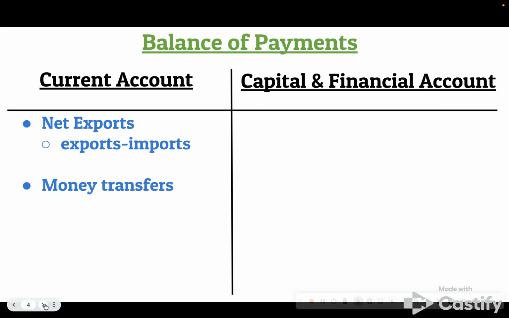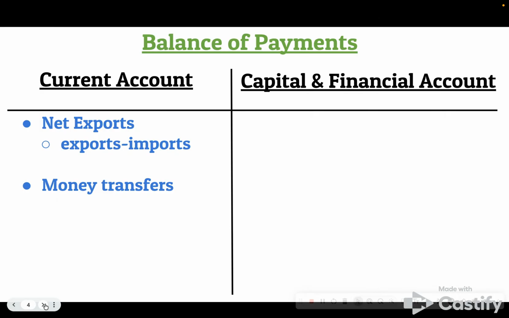But again, that money that's leaving the country would be counted in money transfers. This is also true if you were traveling and you were taking American dollars out of the country with you to change into a foreign nation's currency when you arrive.